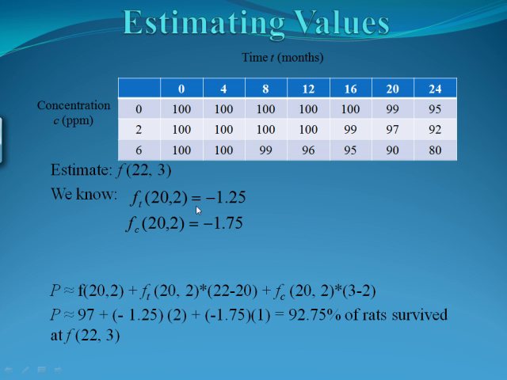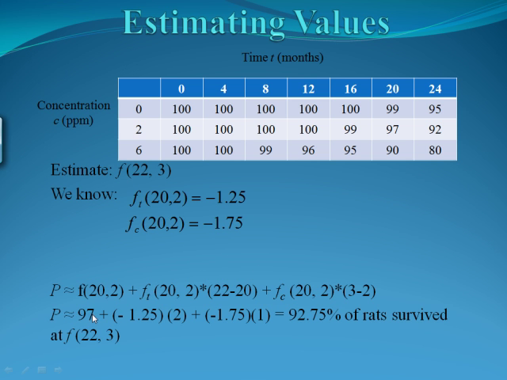So the derivative with respect to t at that point was negative 1.25. The derivative with respect to c was negative 1.75. So we take the functional value plus, then we multiply the partial derivative with respect to t times the number of units we're moving away. So here we started at 20 and moved to 22. Again, the new number you want minus the number you used, so 2 units, plus, and then the partial derivative with respect to c, so the rate of change of concentration, and then here the new number we want is 3, minus the number we used is 2. So we get to use both partial derivatives in this case.